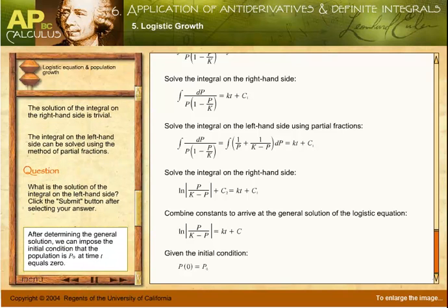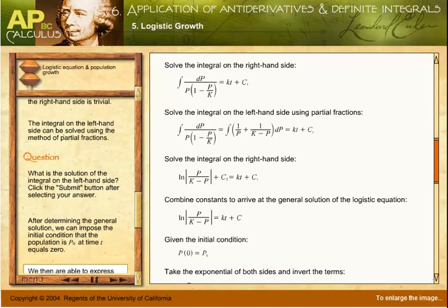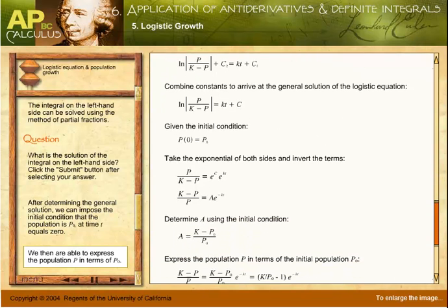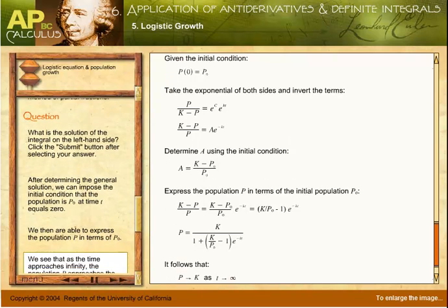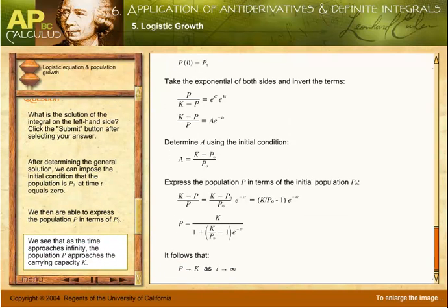After determining the general solution, we can impose the initial condition that the population is P sub 0 at time t equals 0. We then are able to express the population P in terms of P sub 0. We see that as the time approaches infinity, the population P approaches the carrying capacity K.